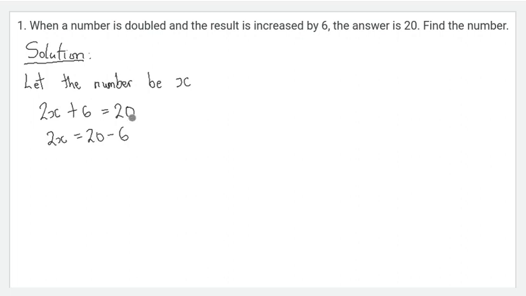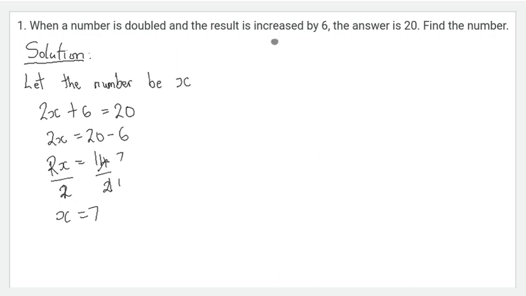Okay, you take 6 to the other side, and then you continue with your workings. That's 20 minus 6, 14. Divide both sides by 2, and this will give you 7. That means x is equal to 7.